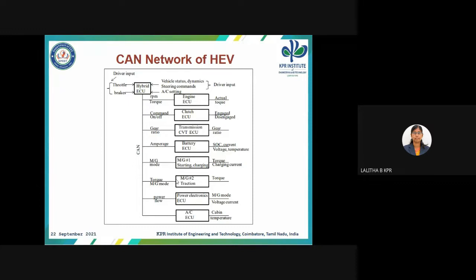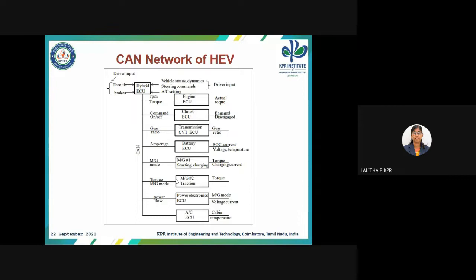The battery ECU input is the ampere. So the battery ECU will control the state of charging of the battery, voltage, current, and temperature. The motoring or generating mode ECU will get the input as motor or generating mode, and it will control the torque and charging current of the battery. Next is the traction ECU. The traction ECU also controls the torque.